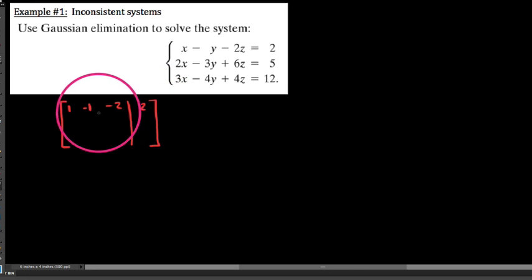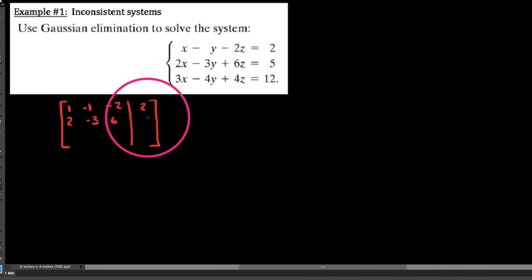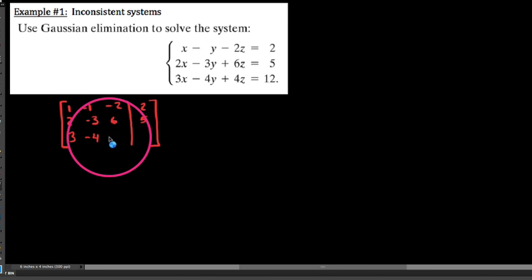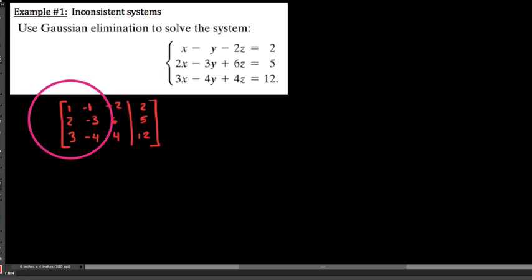Our next equation looks like we have 2, negative 3, and 6, and then we have 5 over here. And then for our last equation, we have 3, negative 4, positive 4, and then 12. What we want to do is work our Gaussian elimination so that we can get 1s down the main diagonal and 0s elsewhere. It seems to me that we already have a 1 here, which is wonderful news because we do want a 1 in the top left corner.